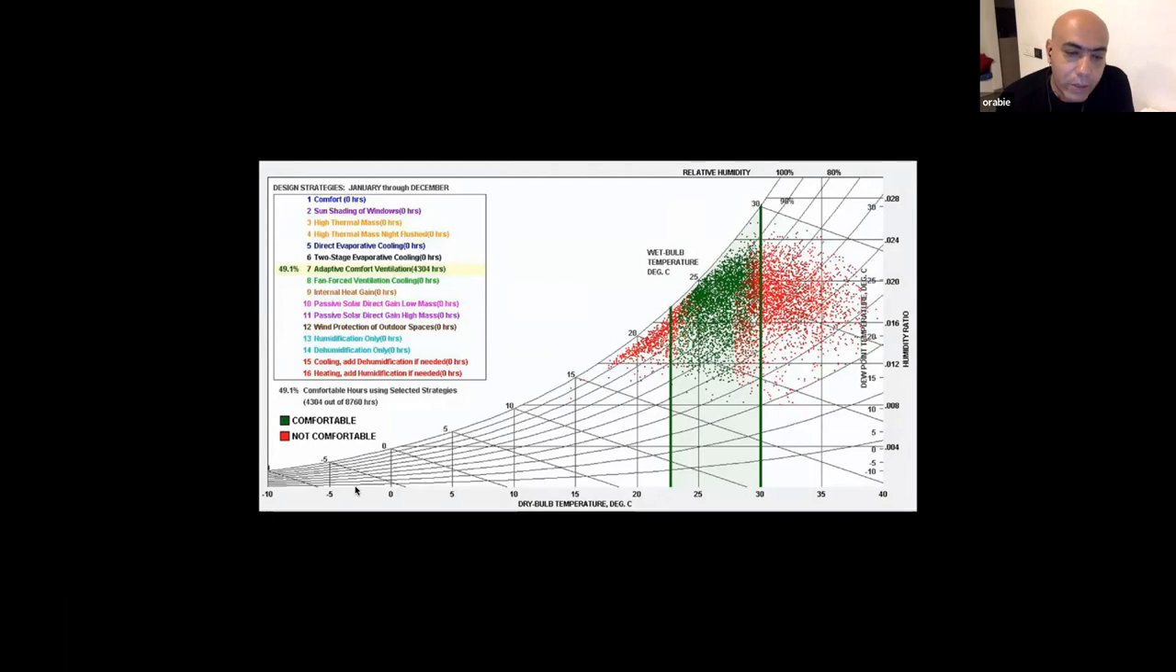According to this psychometric chart, if you understand the basic concept, if you are up in this region, somewhere here, it's hot and humid, right? If the points are spread down here, it's hot and dry. If it is really here, it's cold. If it is mostly here, it's temperate. But here you have a very big area in which it is really humid. This part is very easy to control.